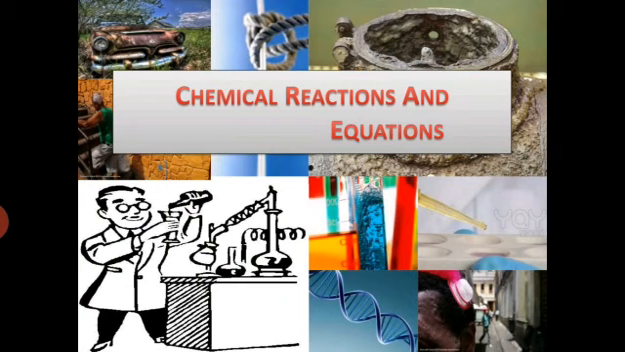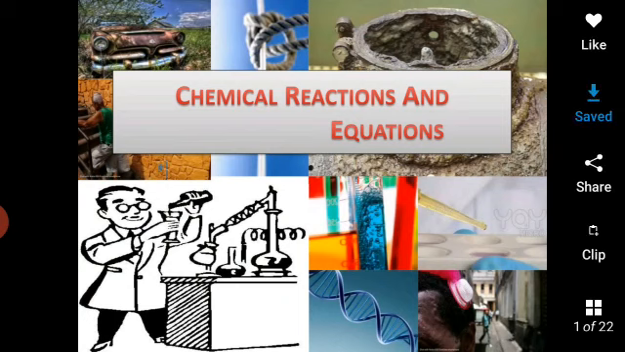Today we will be taking chapter number 1 class 10th science, that is chemical reactions and equations. Basically we will be talking about chemical reactions. First of all, you should know what are chemical reactions. For this we have to recall what we have studied in earlier classes. If you remember, we have studied what are physical and chemical changes.